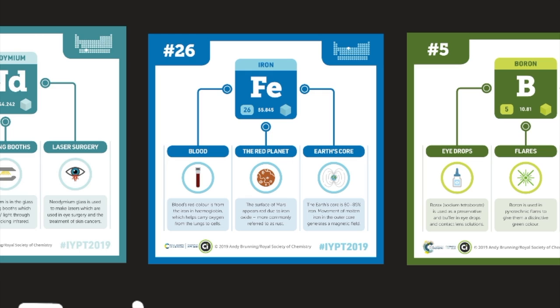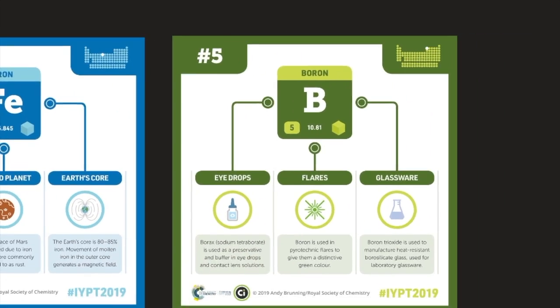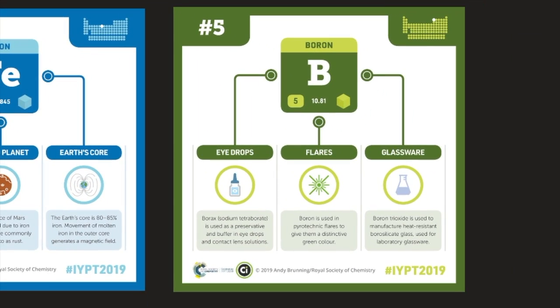Movement of molten iron in the outer core generates a magnetic field, which is why we have compasses that are always pointing north, because of the magnetic field that is generated from the iron core that is constantly flowing within the Earth, generating electron flow and inducing that magnetic field, causing the needle to point north and allowing you to not get lost.